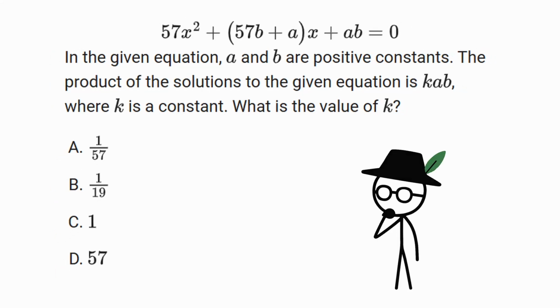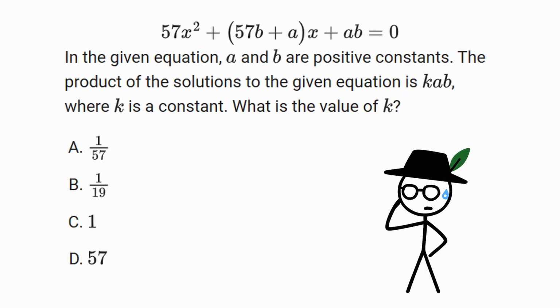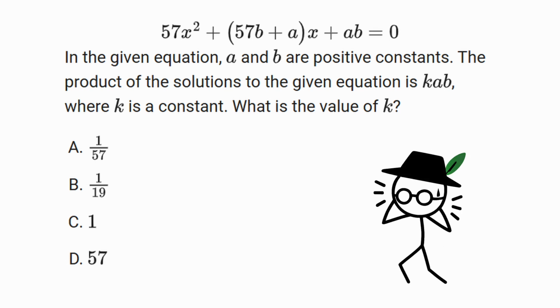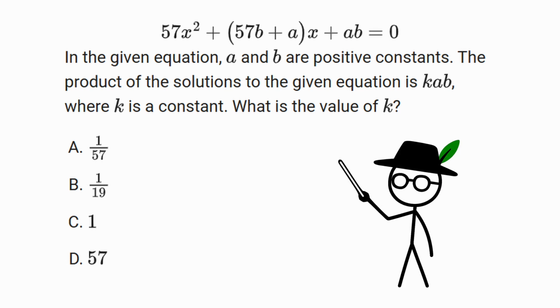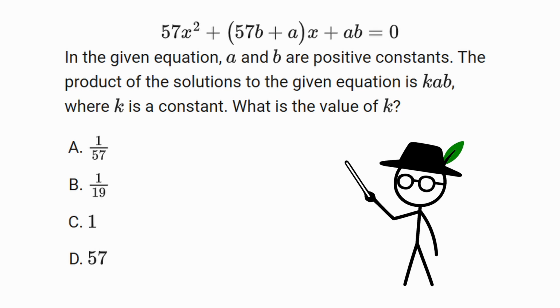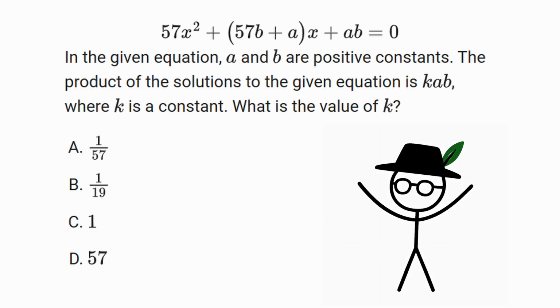You're taking the SAT and you see this. What do you do? If your first instinct is to solve the quadratic, then you're wasting your time. Instead, we can use what is called Vieta's formula to turn this mess into a 15-second, one-step answer. And it's simpler than you think.